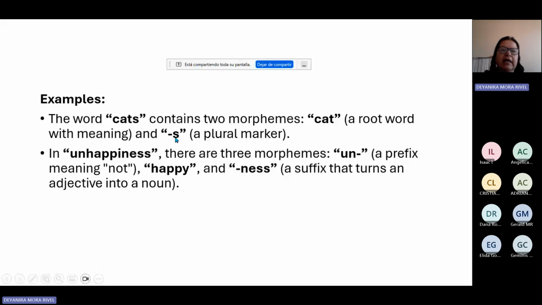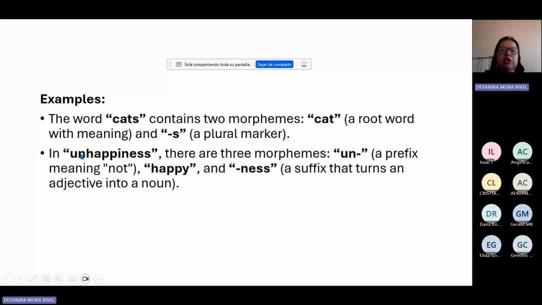And S, I can't just say S, but when I put it next to cat, it's going to be a marker of plural, so it has a meaning. The meaning is plural. Let's look at unhappiness. So here we can see that there are three morphemes. How can I divide unhappiness? Okay, I know that I can divide it into un, happy, and then ness. So happy is the root, and then we have a prefix that means not, right?